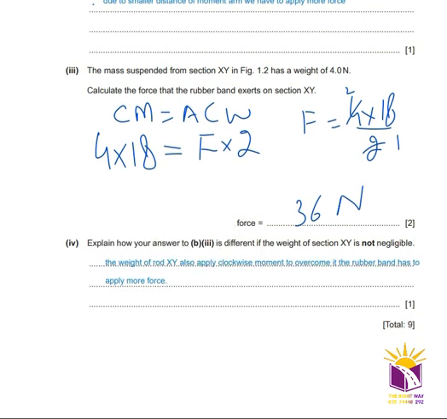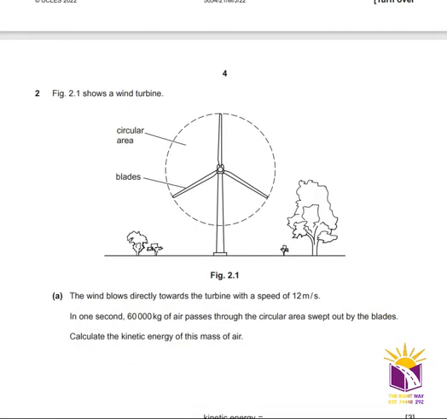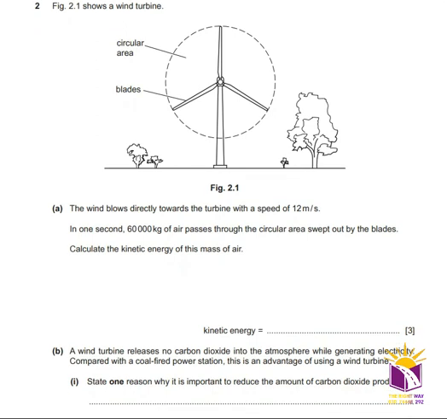Okay, here question 1 ends. Now we are going toward question number 2. Figure 2.1 shows a wind turbine. The wind blows directly toward the turbine and the speed is 12 meters per second. In 1 second, 60 kg of air passes through the circular area swept out by the blades.